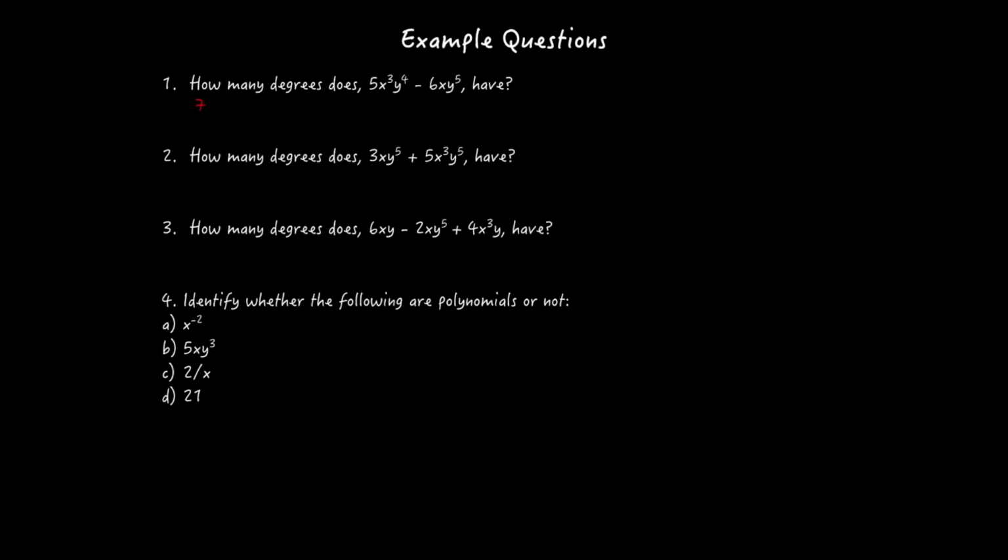The second question says, how many degrees does 3xy to the power of 5 plus 5x cubed y to the power of 5 have? Again, we do the same thing and we add the indices in each term. Over here we have 6 and we also have 8, and therefore the highest number is 8, and the degrees in this polynomial is 8.